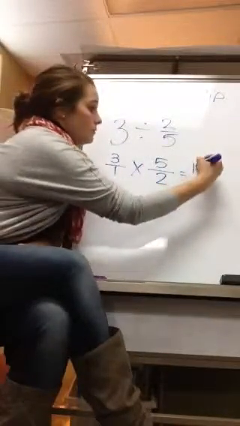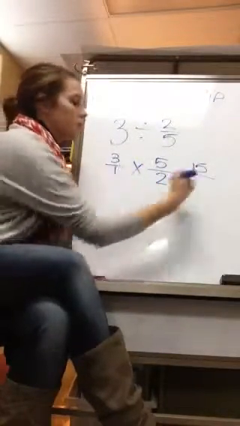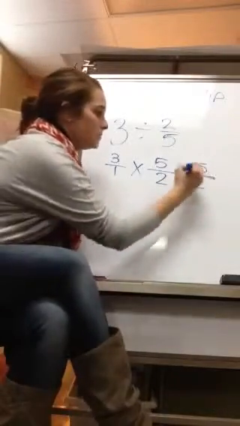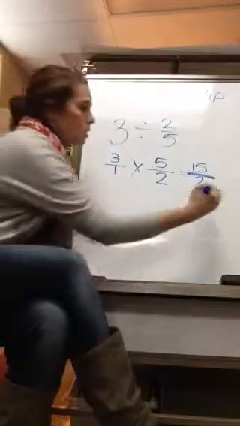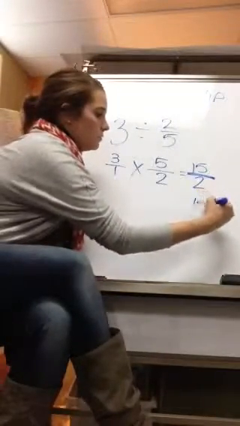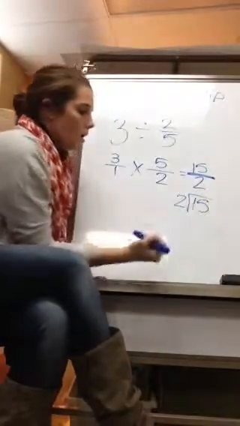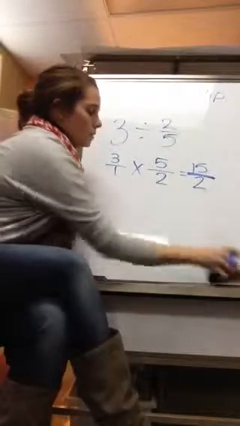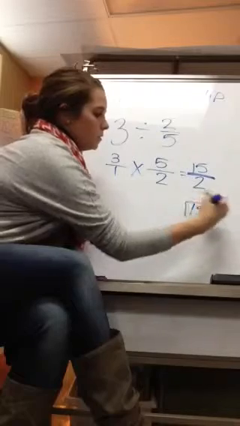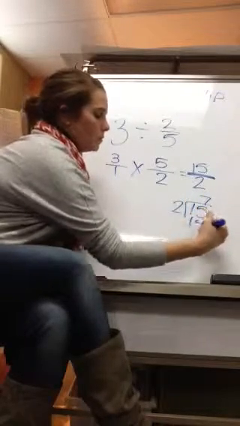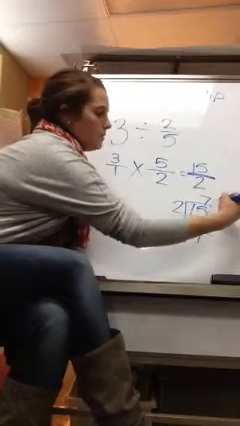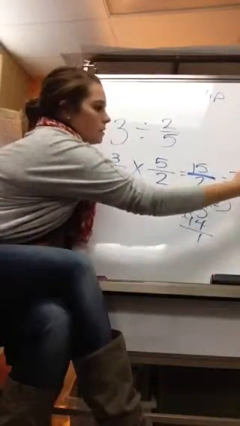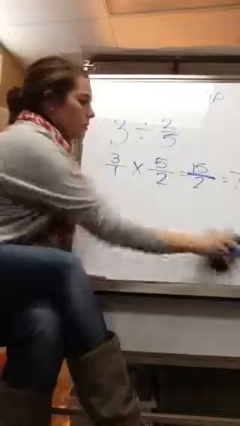3 times 5 is 15. Denominators, 1 times 2 is 2. Improper fraction I've got to take care of. That's 15 divided by 2. You may need to work out 15 divided by 2. 2 goes into 15 seven times. That would give me 14. So I'm left with 7 1/2. So I'm going to write that over here. 7 1/2. I'll move my board.